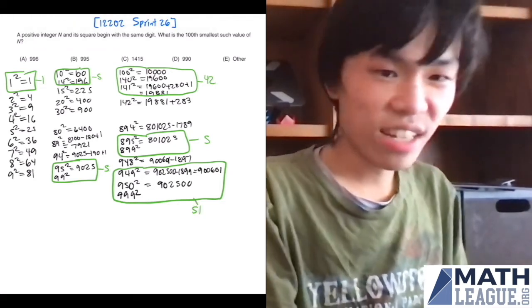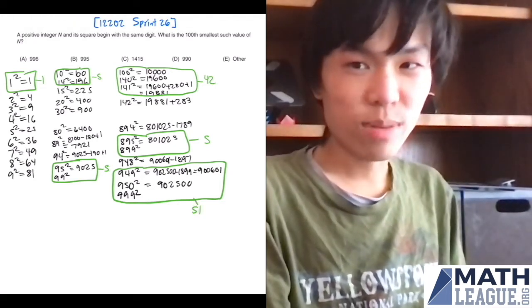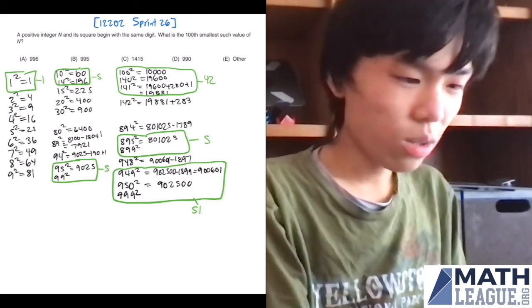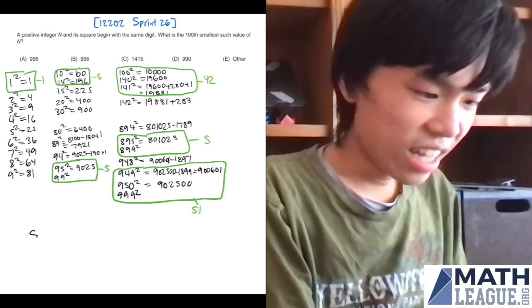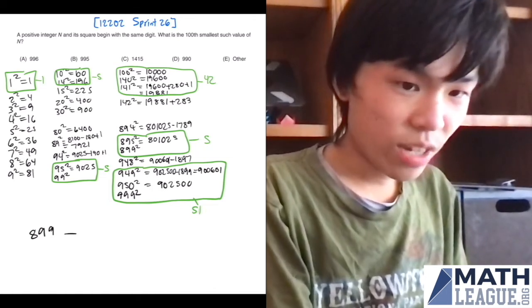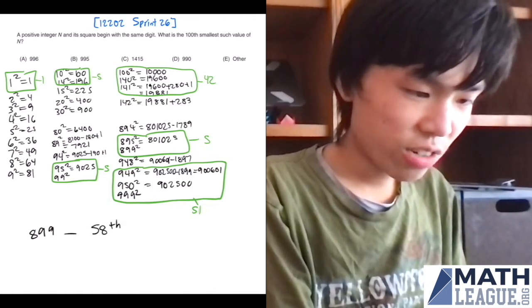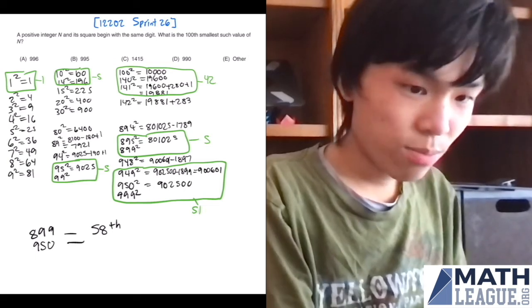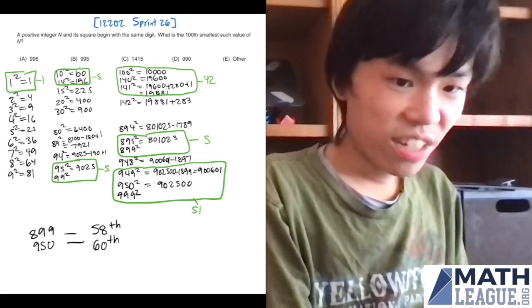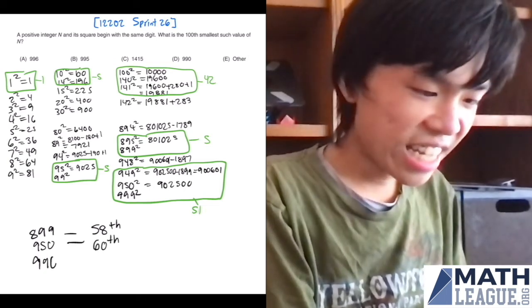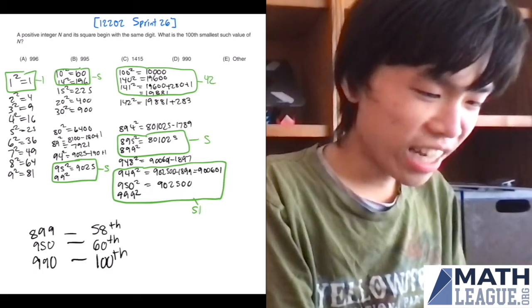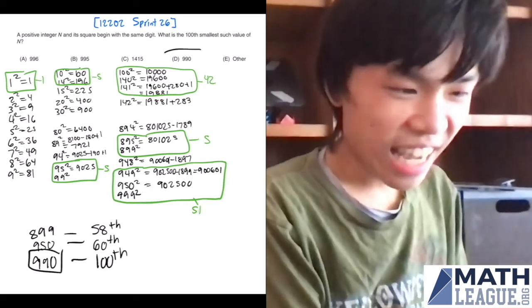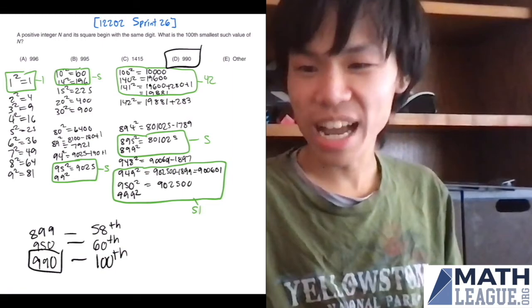And now what's left is to find the 100th, because I think I found enough. So if I look, 899 is going to be the 58th integer. And so this means that 950 is going to be the 60th integer. And this means that 990 is going to be the 100th smallest positive integer n. So this is answer choice D in that sprint round.